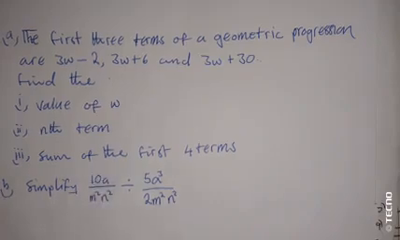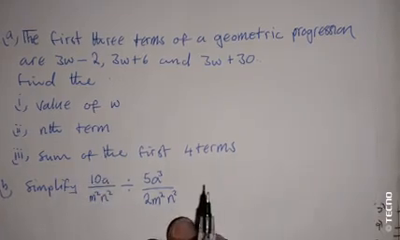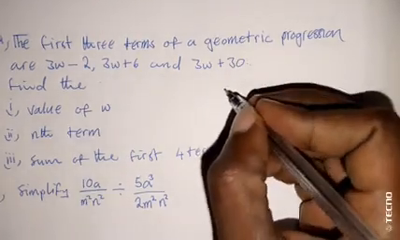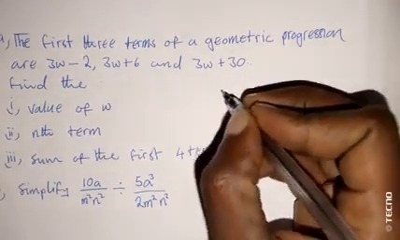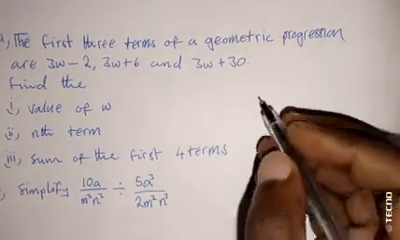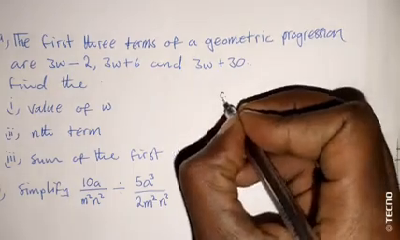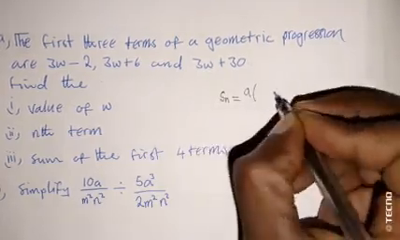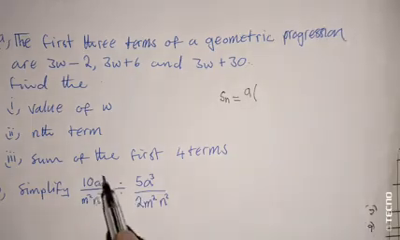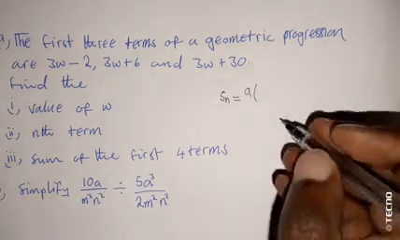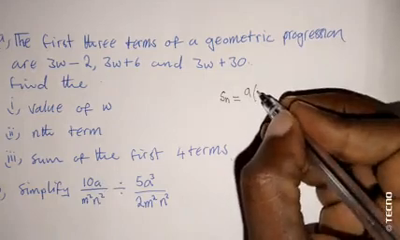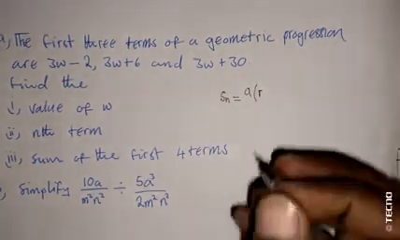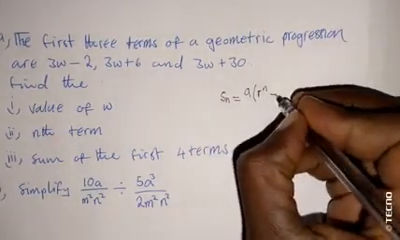The sum of the first 4 terms. Okay, the sum of the first 4 terms. Remember, allow me to use this space here. The sum of the GP, we say Sn is equal to A, open bracket. Here our R is greater than 1, so we say it's R to the power n minus 1.